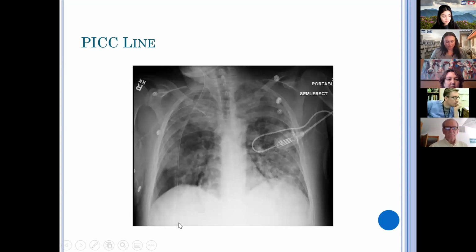This is a PICC line. So a PICC is a peripherally inserted central catheter. And so it is inserted into the arm, and it travels all the way up the arm, and it curves around and gets a little hazy in here, but I believe it ends somewhere, I think maybe here.